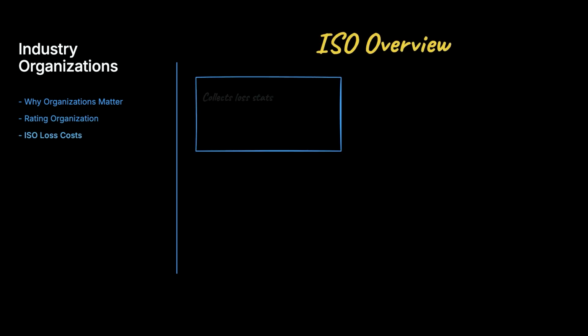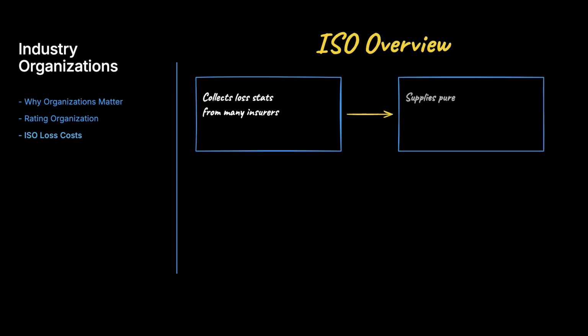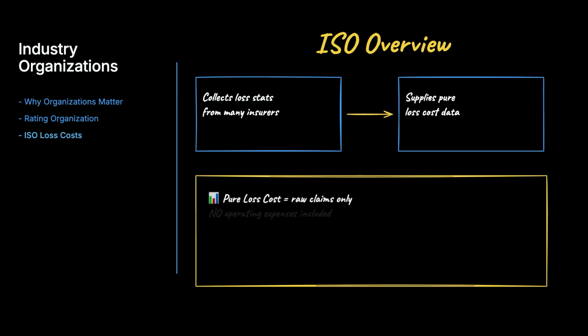First, meet the Insurance Services Office, called ISO. This is one of the most important data organizations in property and casualty insurance. ISO collects loss statistics from many insurers and supplies pure loss cost data. That means raw claims data only, with no company operating expenses and no profit margin built into its numbers.